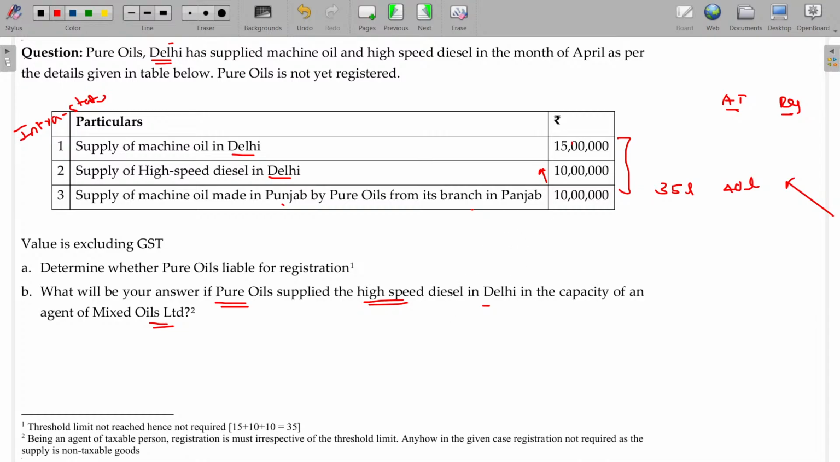But anyhow, if he is operating in the capacity of an agent of any taxable person, he has to compulsorily register under section 24. I have not covered section 24. You need not worry about this. I will cover section 24. If you are the agent of any taxable person, from day 1 itself you have to do the registration. Day 1 itself you have to register. Is that clear?